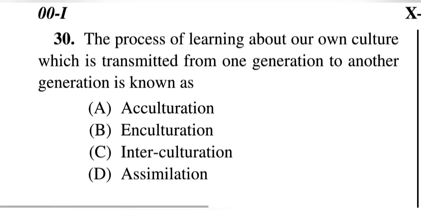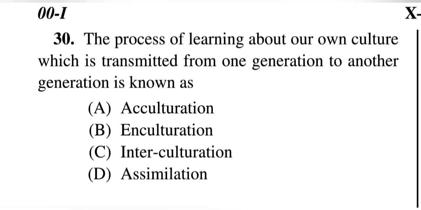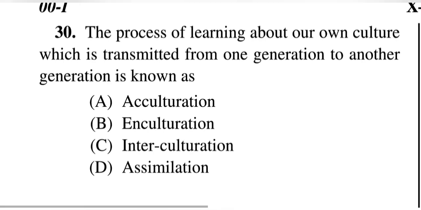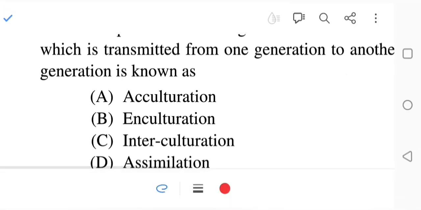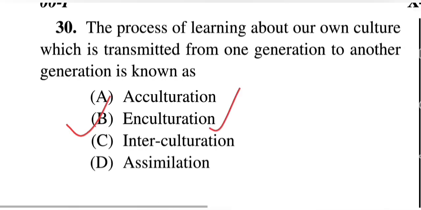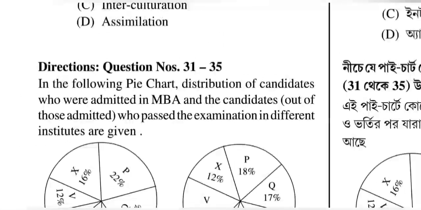Okay, next question. The process of learning about our own culture, which is transmitted from one generation to another generation, is known as acculturation, enculturation, interculturation, or assimilation? The process of learning about our own culture, which is transmitted from one generation to another generation, is known as what? 30. The correct answer is B, that is enculturation. Very important, remember it. Enculturation.